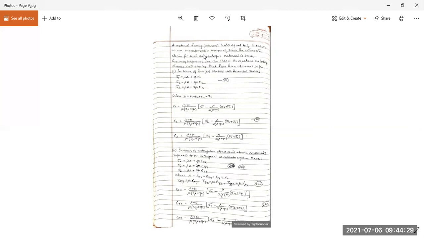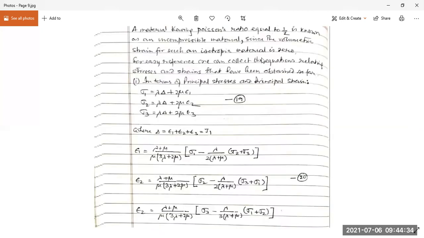Thus, a material having Poisson's ratio equal to 1/2 is known as an incompressible material. Means there cannot be any change in its volume itself. It cannot expand, it cannot contract, even after application of a huge amount of force itself. So the volumetric strain for such an isotropic material is always equal to 0.